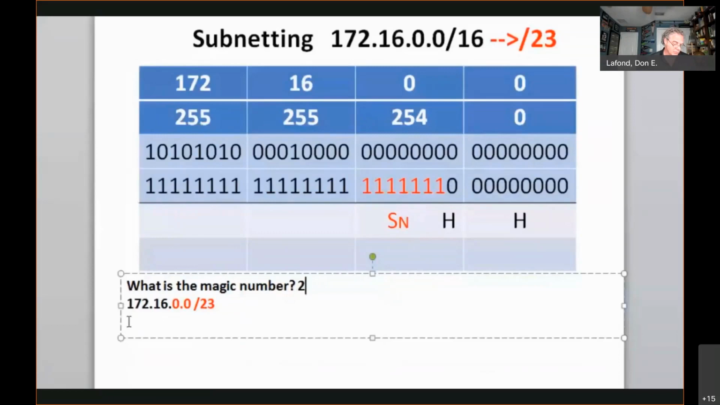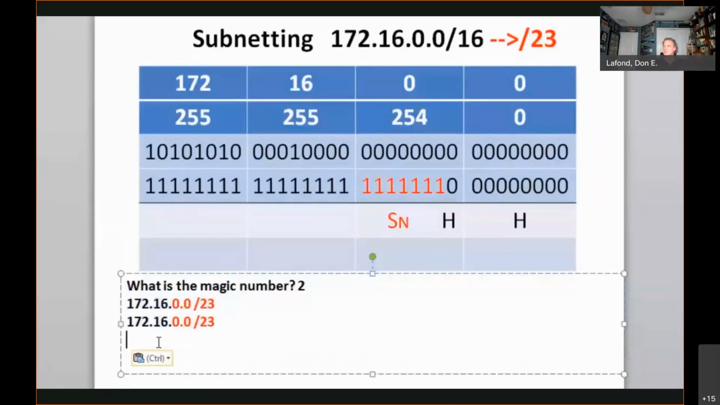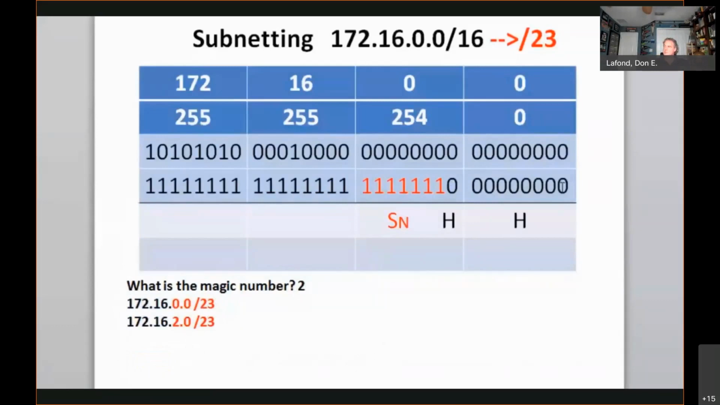So in other words, our first subnet will be 172.16.0.0/23, and the next network will be 172.16.2.0/23. The only difference is now, instead of 16 host bits like we would have had in a /16 network, we now have 9 host bits. So 2 to the 9th power, meaning we have 512, minus 2 would be 510 host addresses that we can assign.